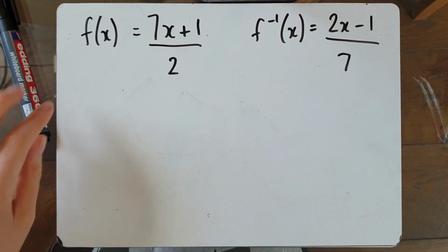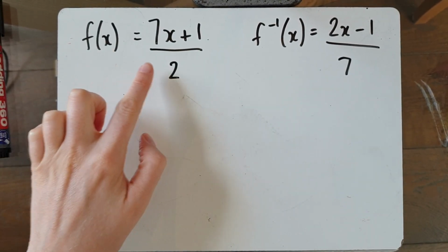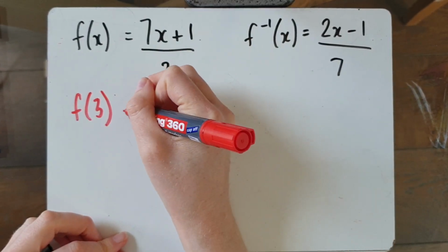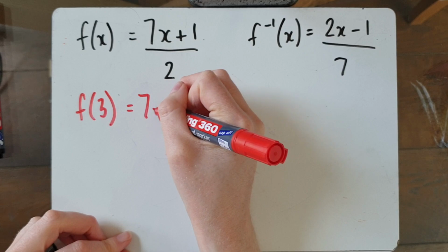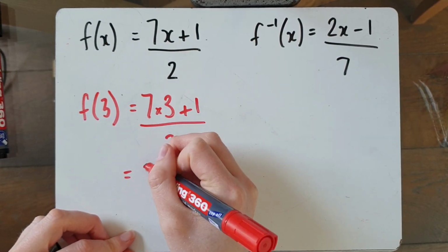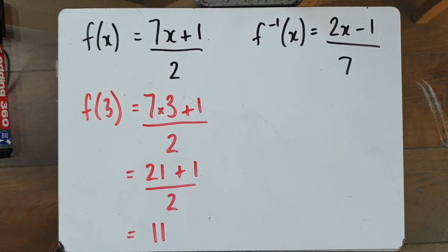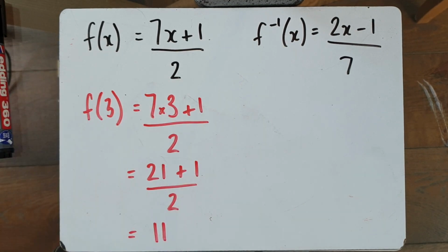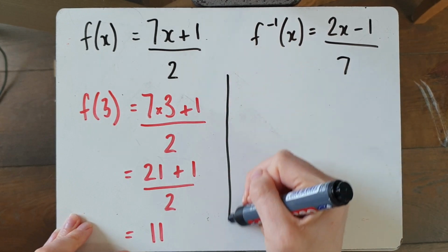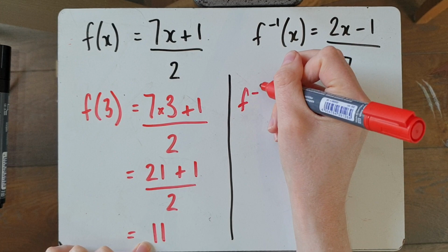So what do I mean when I say that this function reverses this function? I'm going to pick a number and put it through here. So I'm going to do f of 3. f of 3 is going to be 7 times 3 plus 1 over 2, which is 21 plus 1 over 2, which is 11. So if I put 3 in here, I get 11. Reversing what this function has done means that I put the output into the inverse function.